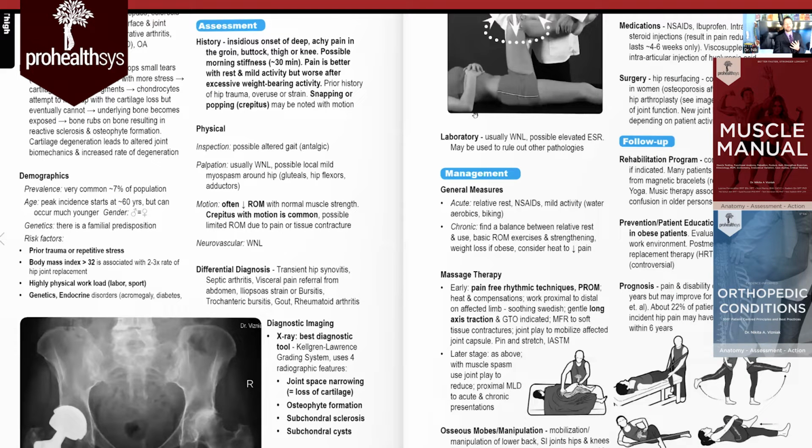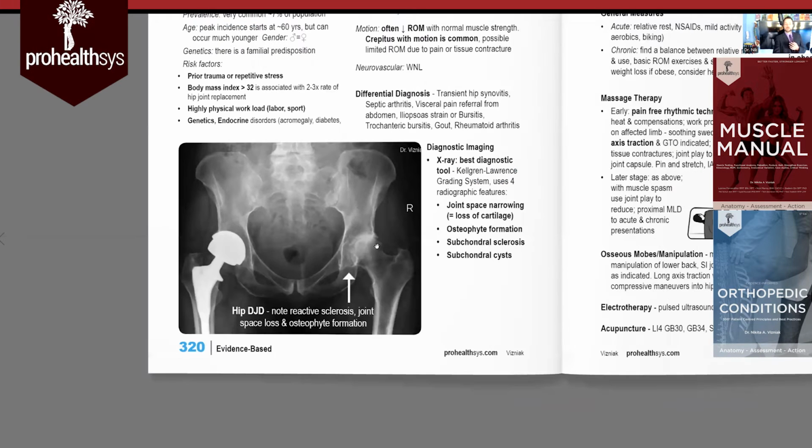Can I zoom in on this anymore? I feel like that's my max right there. So you can see the upper part of the joint has lost its space. There still is medial joint space right there, okay? Osteophyte formation is later. I'd actually go for subchondral sclerosis first.